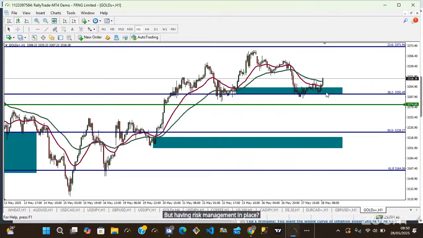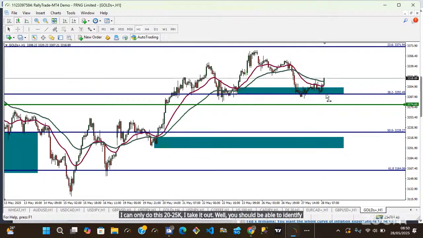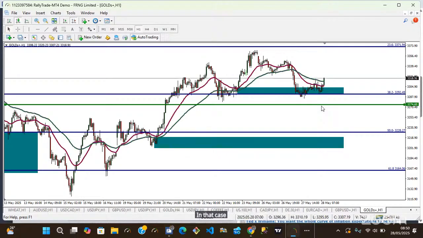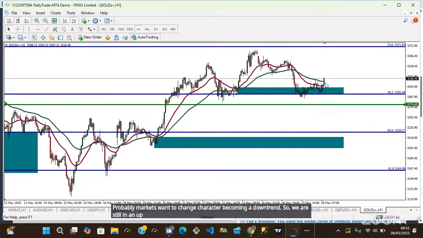If it's not going your way, you can tell yourself, if I have 500K in my account, I can only risk 20, 25K. I take it out. But you should be able to identify the next area price is most likely going to respect. I am still waiting for price. If I do that, I should be able to make back my money. If I have two back-to-back, I just rest. Probably the market wants to change character, becoming a downtrend. But we are still in an uptrend, so a buy is still in order.